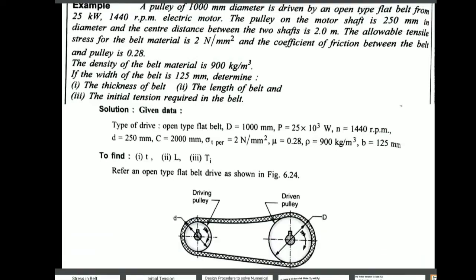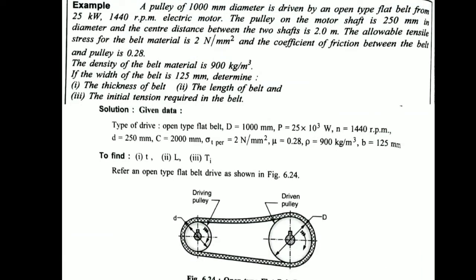A pulley of 1000 mm diameter. So the diameter of the pulley, capital D, is 1000 mm, driven by an open belt drive from a 25 kilowatt power output. Then they have mentioned a 1440 rpm electric motor, so the RPM of the motor is 1440. The pulley on the motor shaft is 250 mm in diameter. Motor shaft means the smaller pulley, so the diameter of the smaller pulley, small d, is 250 mm.